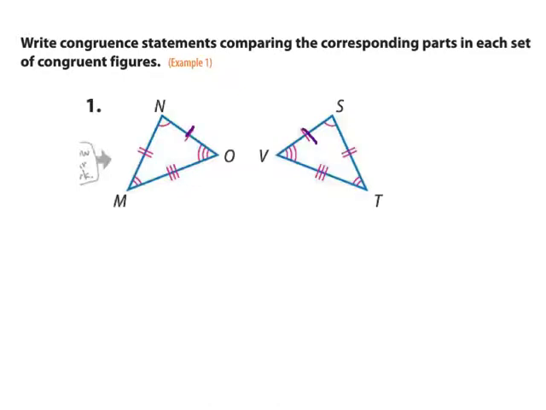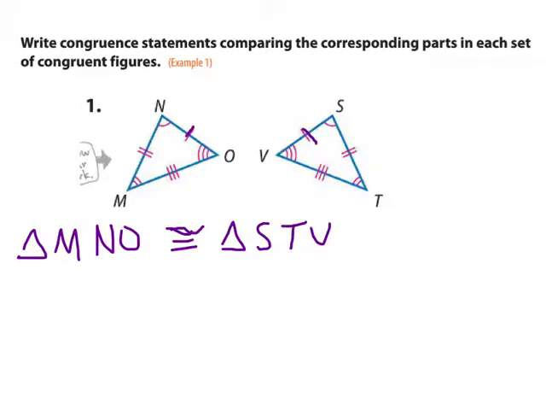So we've got triangle MNO is congruent to triangle STV. So MN is congruent. It has two lines, so it's congruent to ST. Put a line over it, line segment.